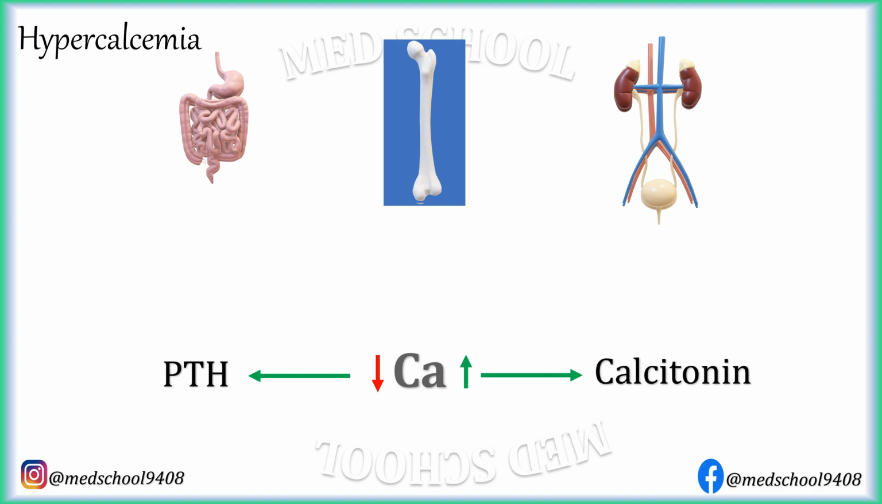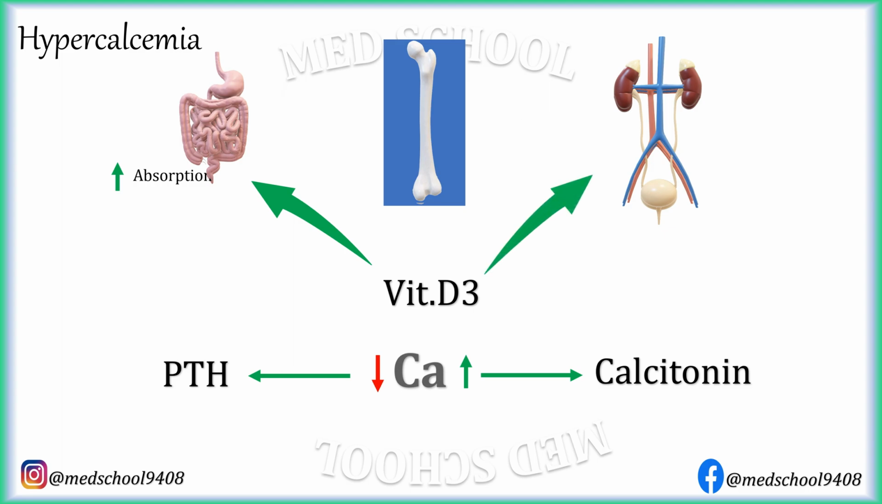There is one more player in calcium metabolism, which is vitamin D. As we saw, PTH works only toward increasing calcium level and calcitonin works only toward decreasing calcium level. Whereas vitamin D causes increased absorption of calcium through intestine, decreased excretion of calcium through kidneys, and enhances calcium deposition into bones.